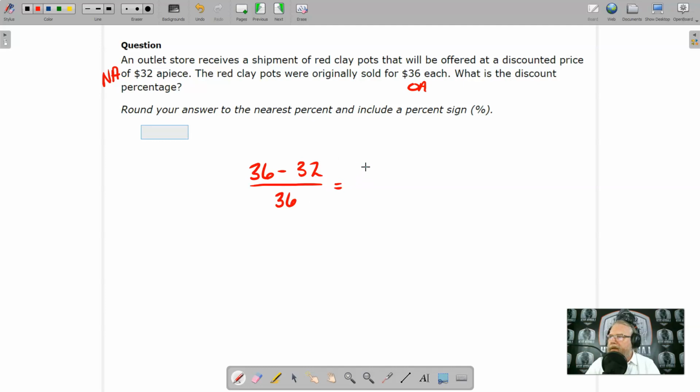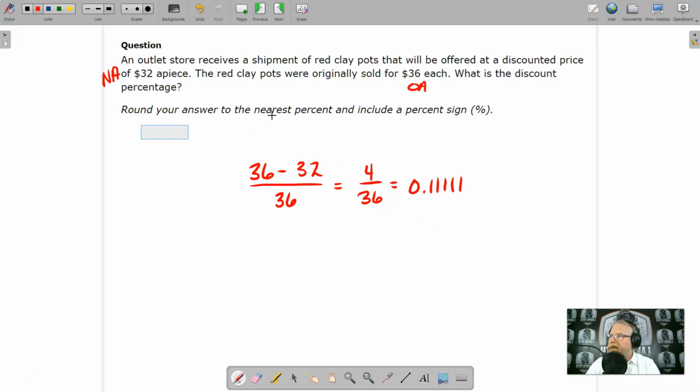36 minus 32 is a difference of 4 over 36. And then 4 divided by 36 is going to give me a decimal of 0.11111, etc. Yep, 4 over 36. Let me make sure I have the original amount right: discounted price $32, 36 is the original amount. Yep, double-checking my math there.